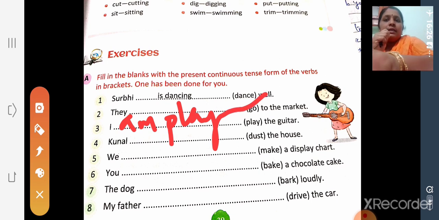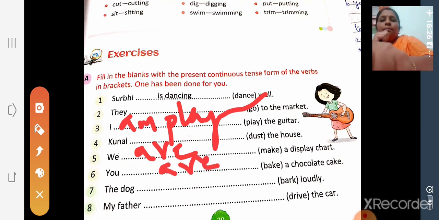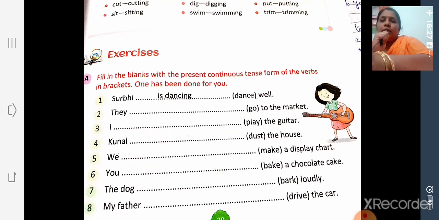Then Kunal is dusting the house. We are making a display chart. Then you are baking. Here you are. You are baking a chocolate cake. Then the dog is barking loudly. My father is driving the car. Okay.